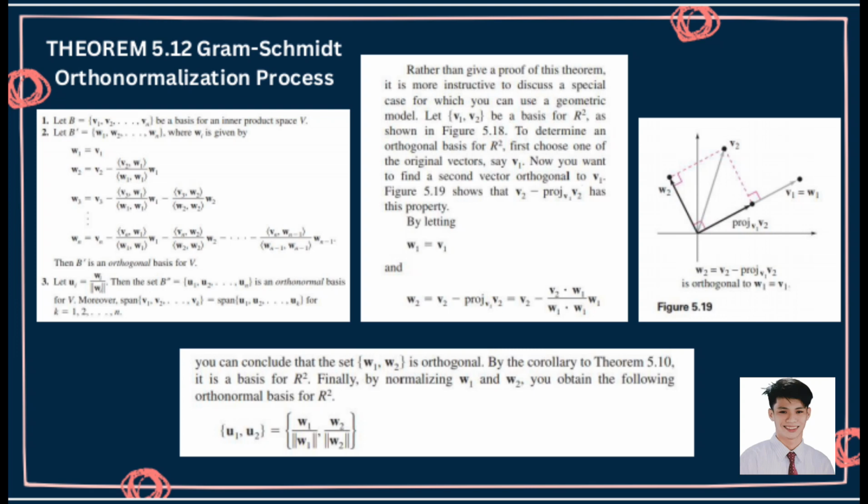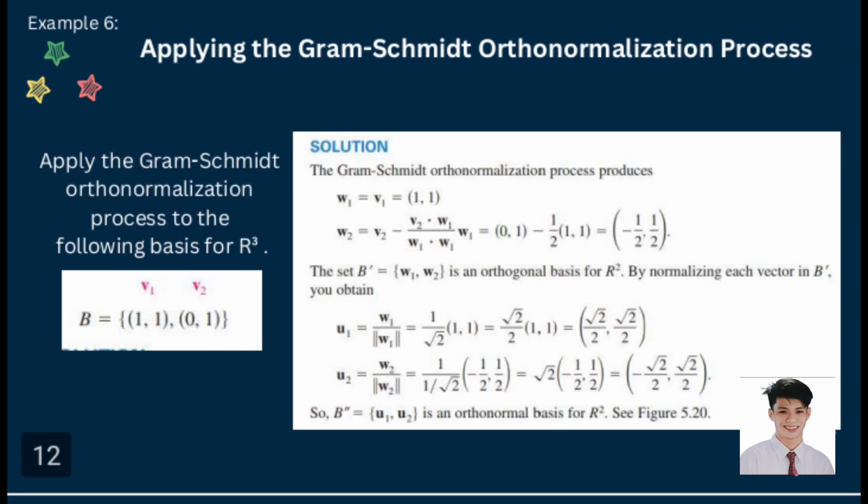Now, we will try this theorem to example number 6. So, dito na tayo sa example number 6, applying the Gram-Schmidt orthonormalization process. So, we have here a given. So, kailangan natin ng basis for R squared. So, B is equal to the set of 1 and 1, and 0 and 1. So, we know that 1 and 1 is our V1 and 0 and 1 is our V2.